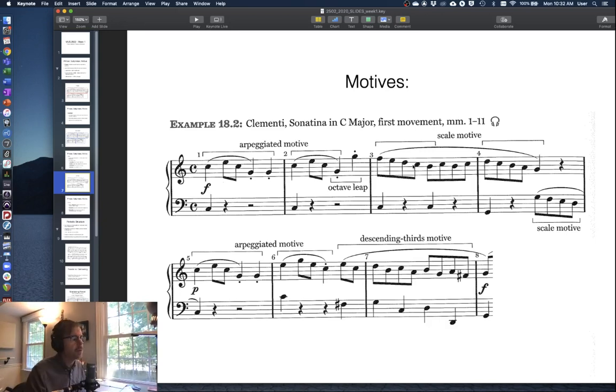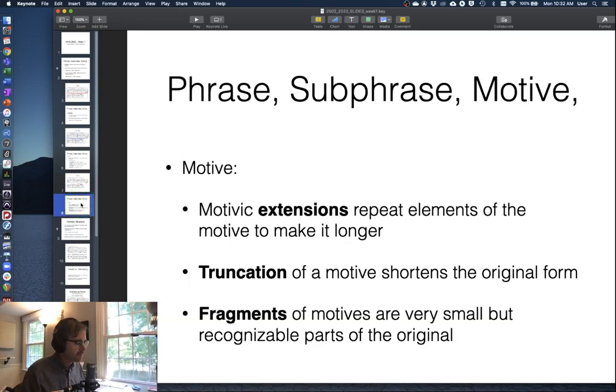Same with this little thirds motive here at the end. A very common idiom are these thirds of classical music, and so that's a very common little thing. Same with the scale. And so we can manipulate motives in all kinds of ways, to extend them, to make them shorter, or we can use fragments of them in cool ways.